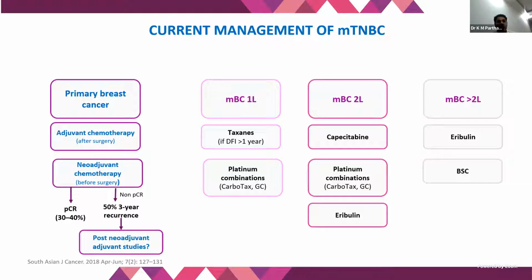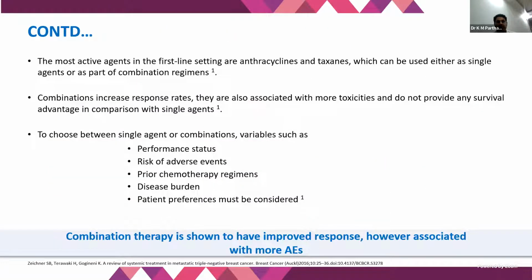What about the early stage? In early stage, we are giving neoadjuvant chemotherapy these days, because we all know that the improved PCR will increase the DFS and OS. So if there is a residual, then we all know that capecitabine can be used. So I'm not going to the details. And recently, immunotherapy has also got approved in the neoadjuvant setup.